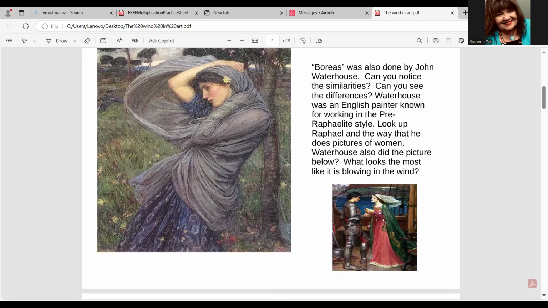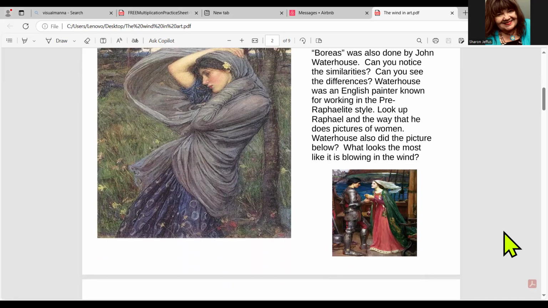I think about King Arthur when I think of Waterhouse, and many of his pictures were very indicative of that time period. He was an illustrator as well, a very well-known illustrator. If you look at this picture of the lady, you can see that the wind is blowing her hair.